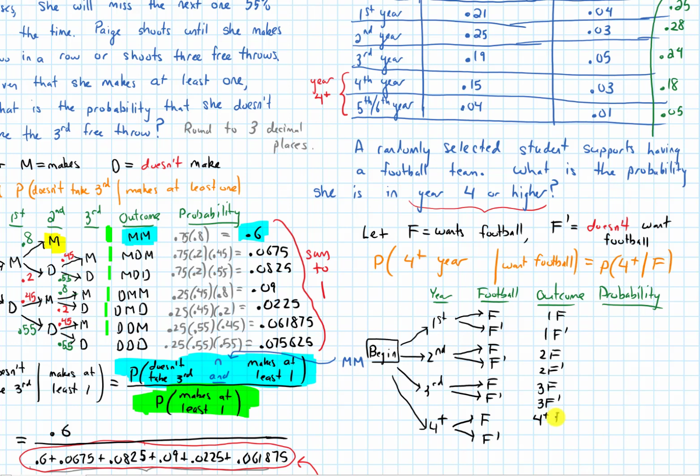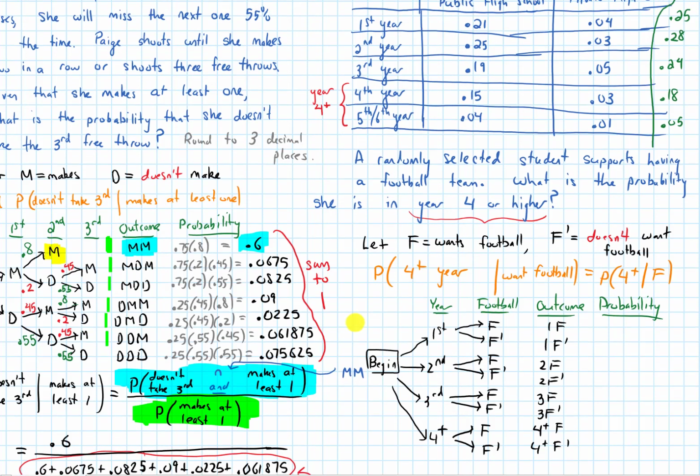4 plus F. And then 4 plus F complement. Okay, so now we're at the position where we label some probabilities.